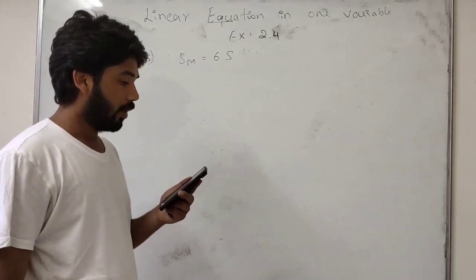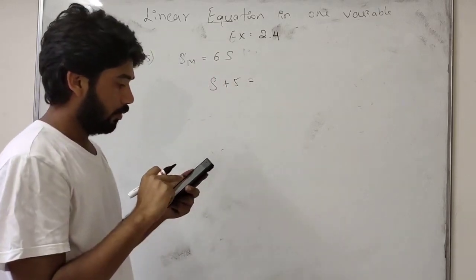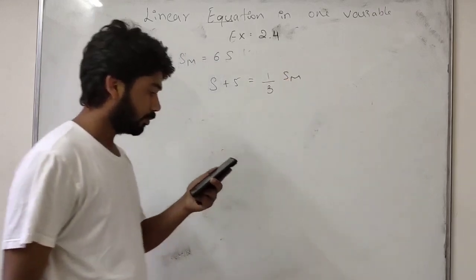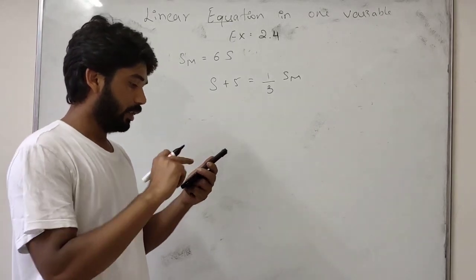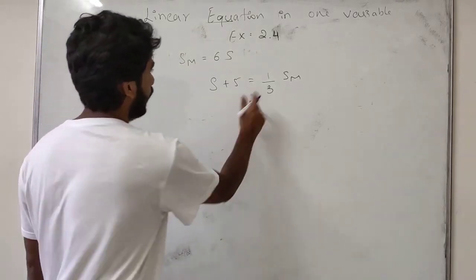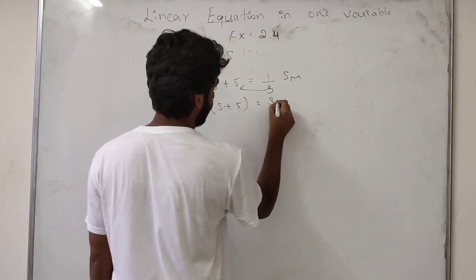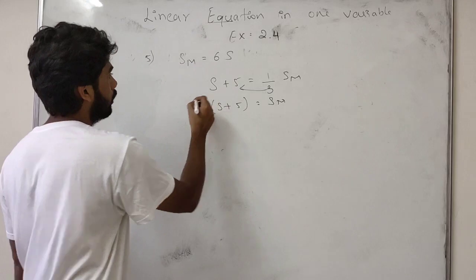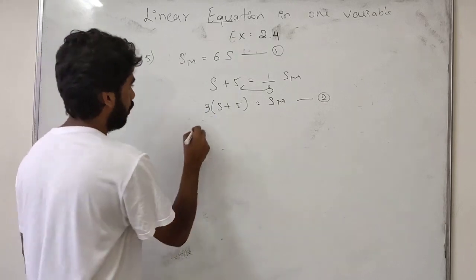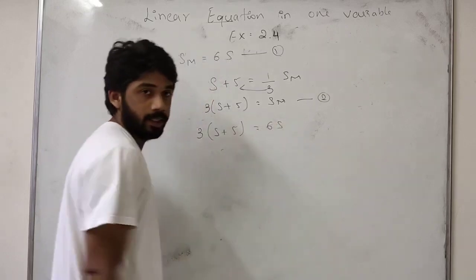Shobha's age 5 years from now will be 1/3 of Shobha's mother's age. What are the present ages? So we have to solve it out. So I will take 3 here, and I get 3x plus 5 is equal to Shobha's mother. I substitute Shobha's mother from equation 2 into equation 1. So 3x plus 5 is equal to 6x.